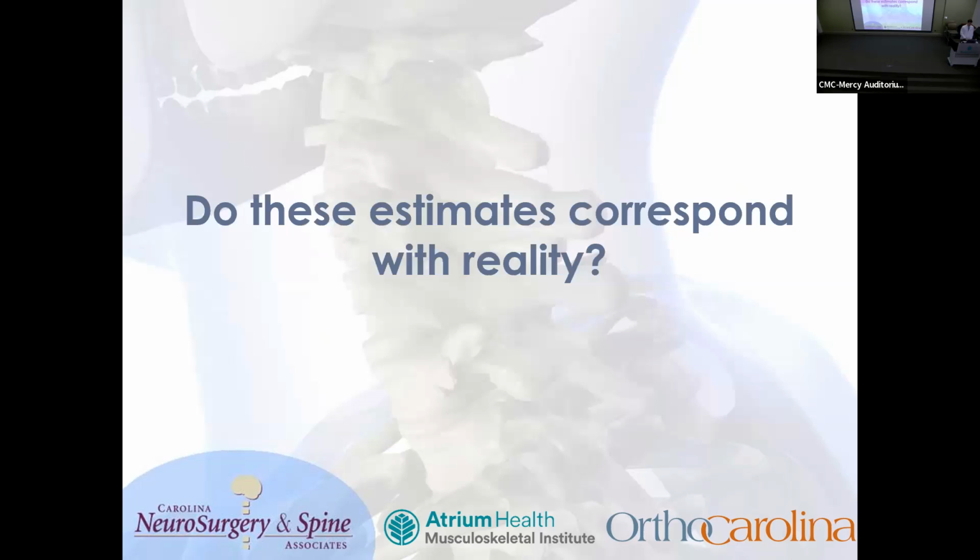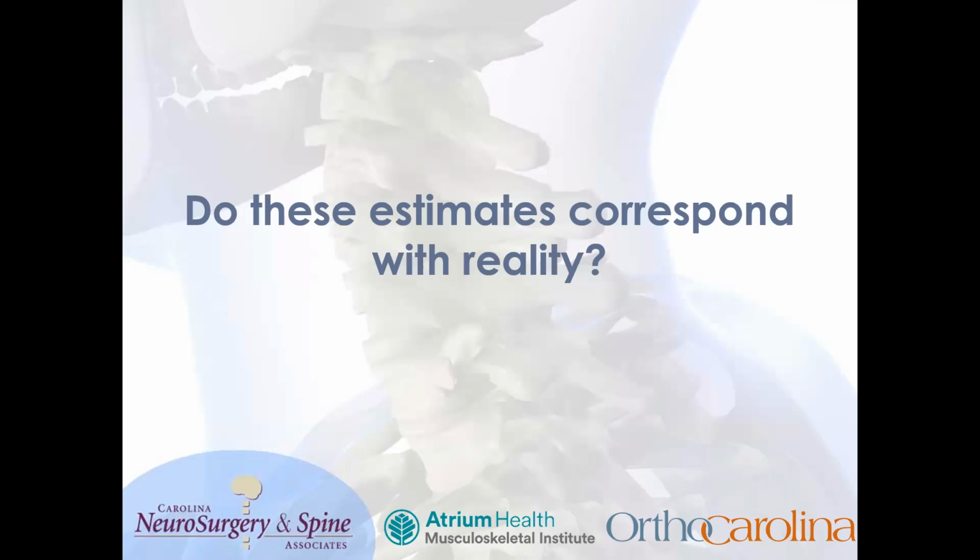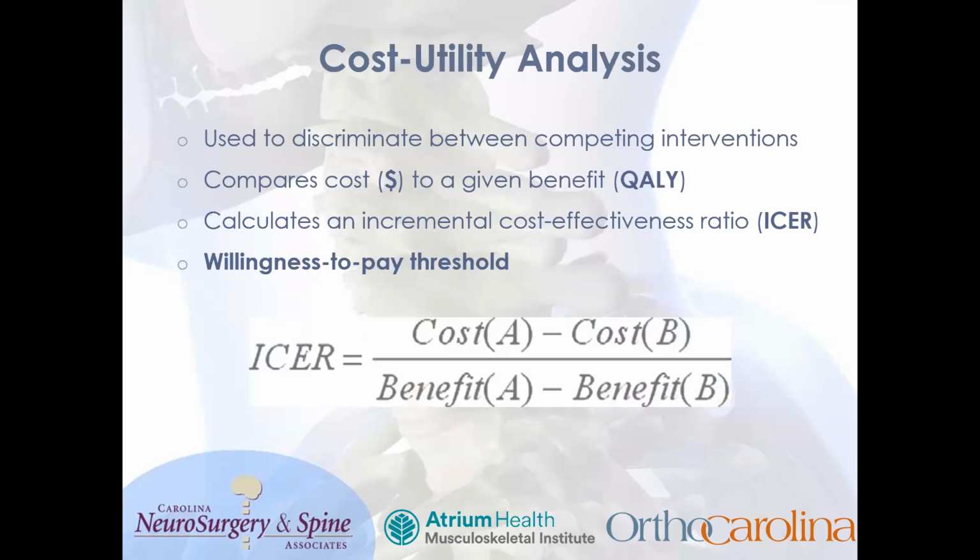So what we wanted to do is essentially say, these estimates are great. You can look at a payment schedule from Medicare. You can estimate that if we move X percentage of cases from the hospital to an ambulatory surgery center, we should save X amount of money. But the question is, does that actually happen? The way to figure that out is a cost utility analysis.